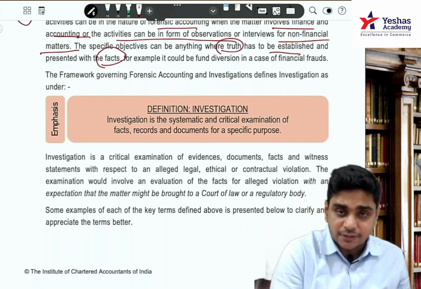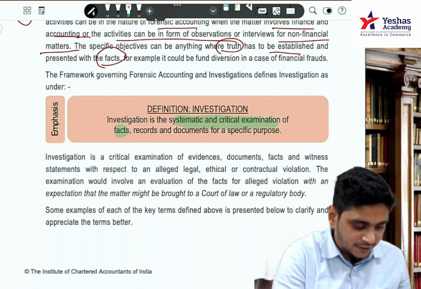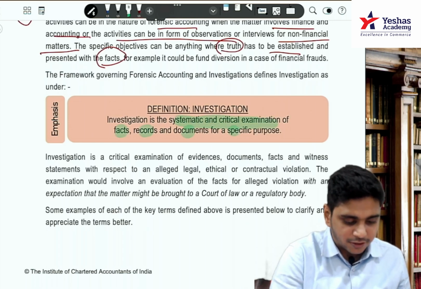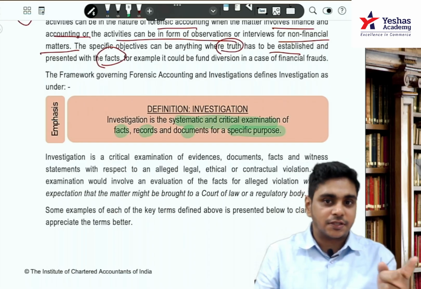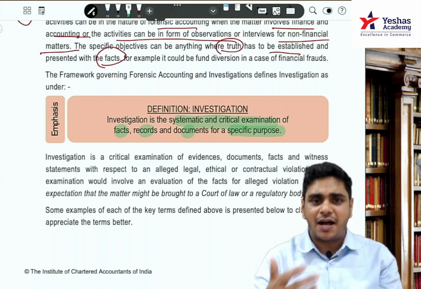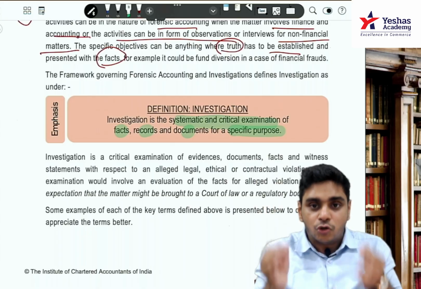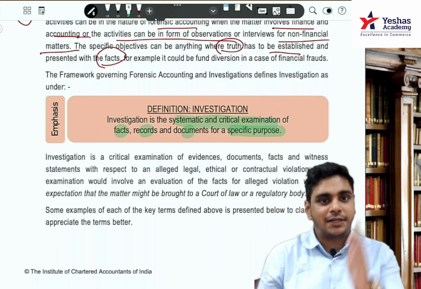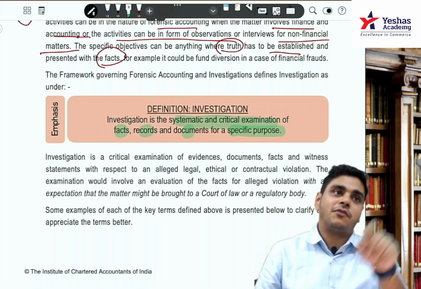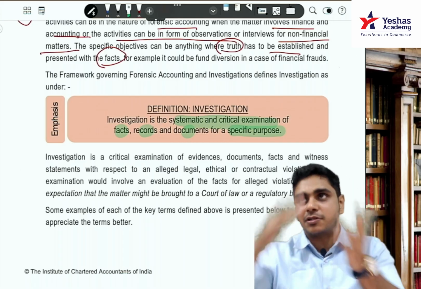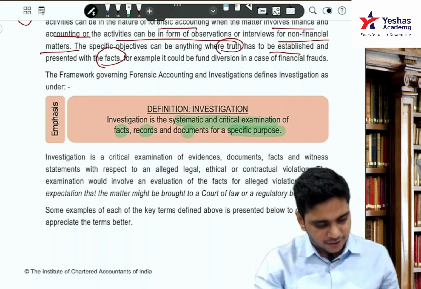Investigation is a systematic, critical examination of facts, records, documents for some specific purpose. This is an important definition you can mark. So if you see the word scientific examination, you will see forensic. If you see critical examination of facts, records, documents, like a will is there, a stamp paper is there, you want to check the authenticity of that stamp paper, it is investigation. The person is saying he was present here or he was somewhere else, so you will check those facts, it is investigation.